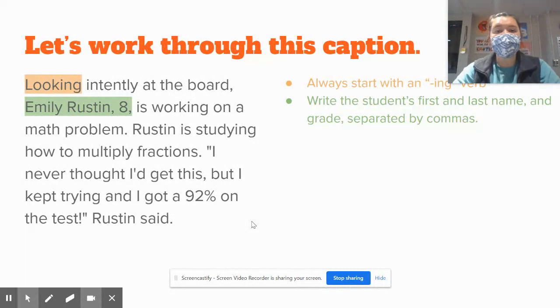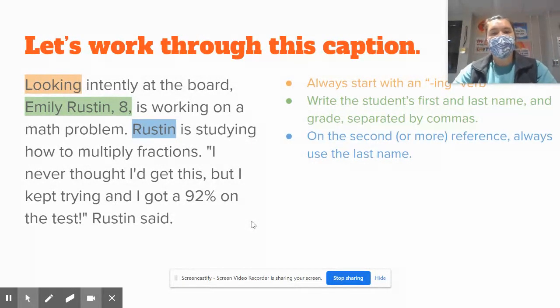Then we need to give our subject's first and last name, so Emily Rustin. Then we need to include their grade. And the way we do this is by putting a comma and then putting the number of their grade. So either for us, it'll be a 6, a 7, or an 8, and then another comma. And the reason we use both of those commas is because it's kind of a side thought. Okay, so we're just putting in almost like parentheses, just a little bubble like, hey, by the way, she's in 8th grade. Okay, so Emily Rustin, comma, 8, comma, is working on a math problem. We just have to finish out that sentence.